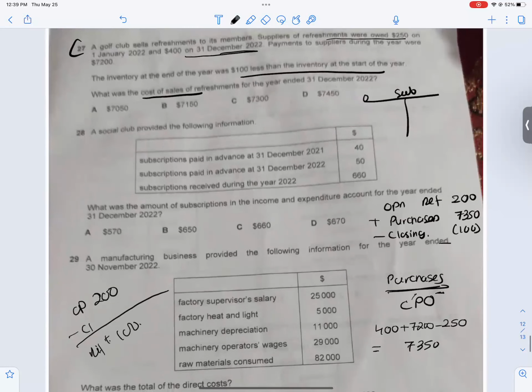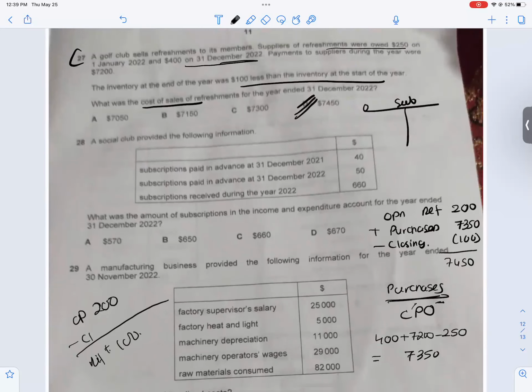What is it? 7450. So it is D. Yes, you added now, so it's 7450.